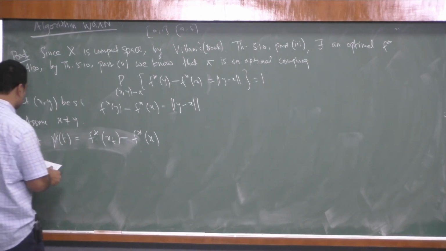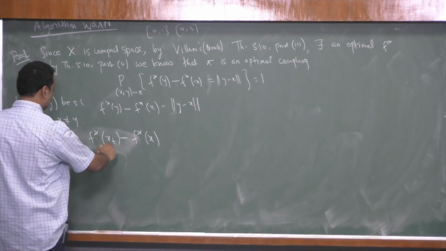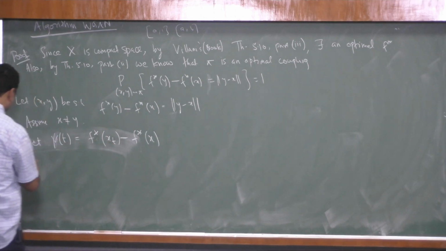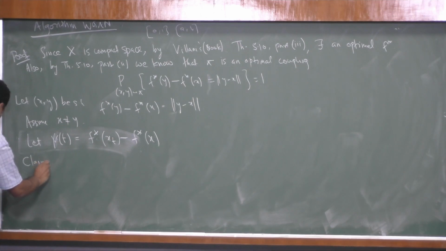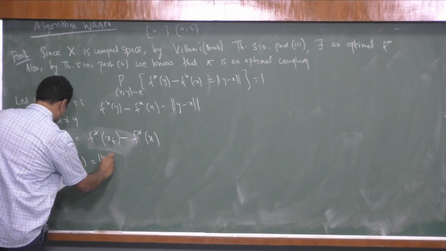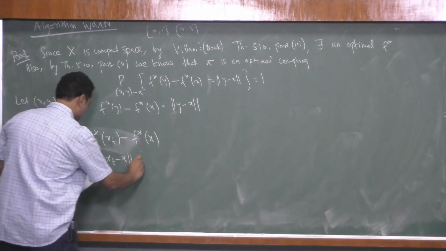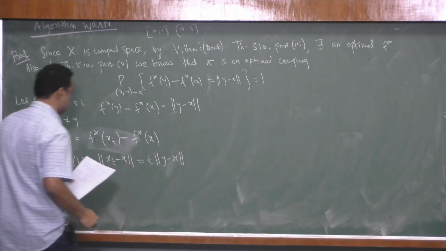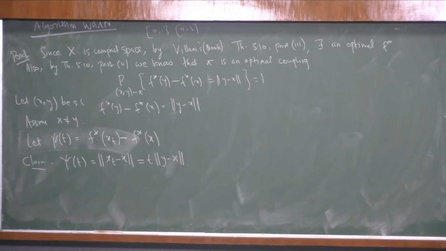Okay, so let us continue with the proof. So psi t is f star xt minus f star x, and then the first claim that we have is that psi t is norm of xt minus x, which is t times norm of y minus x. So that's the first thing we want to prove, that psi t is t times norm of y minus x, okay.